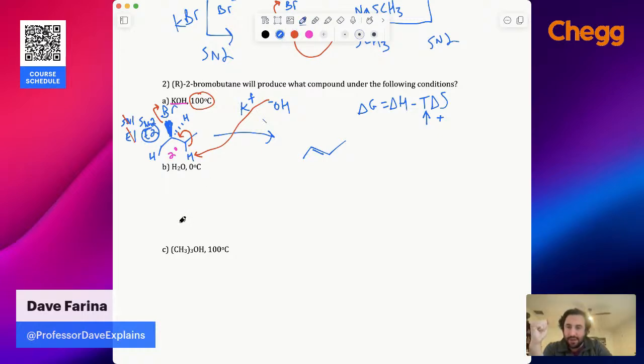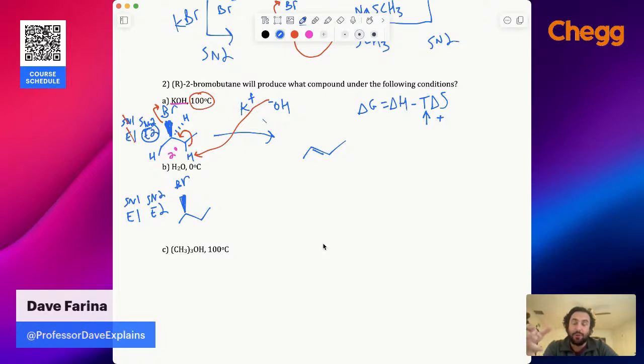Let's take a look at this. We are going to have the same starting material here. And now let's go, right, SN1, SN2, E1, E2. So what do we have? Once again, the first thing that we're going to look at here is the strength of the base or nucleophile. So we have water. Water is weak.